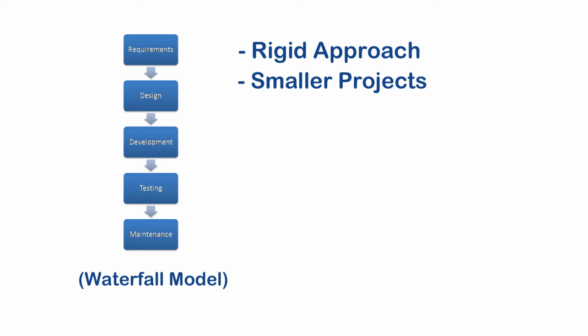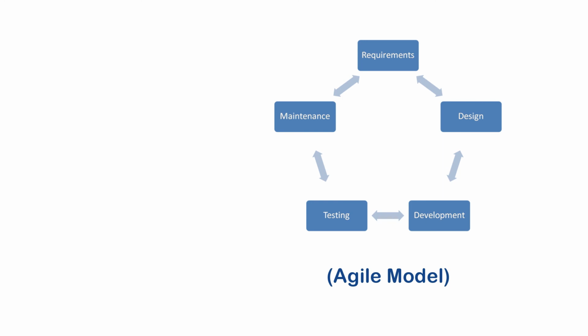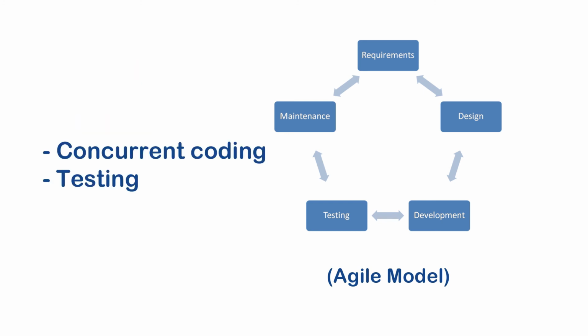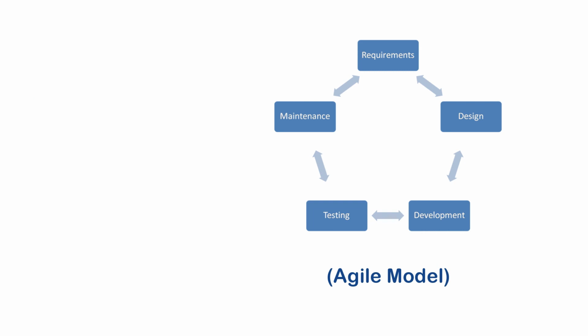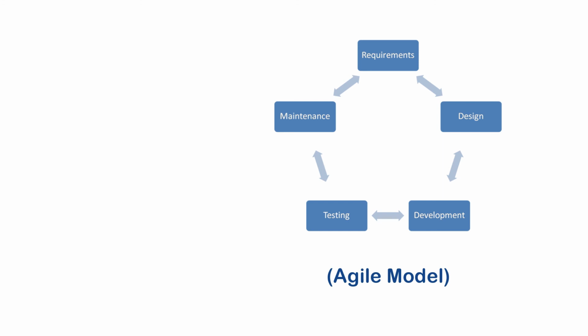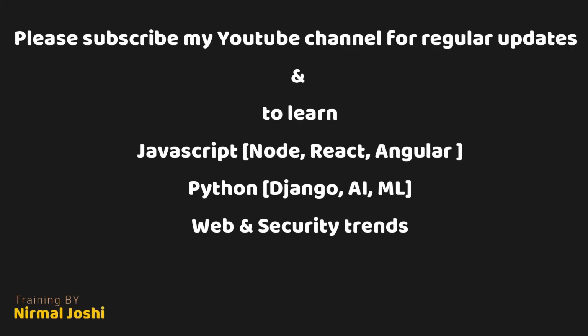On the other hand, in the Agile approach, development and testing are done simultaneously. It means the project is divided into smaller segments, or in other words, smaller projects or modules, and then concurrent coding and testing happens. These smaller parts are called sprints. In this approach, there is more communication happening among the customer, project manager, coders, and testers. This approach is good when you have larger projects and constant requirement changes are needed.